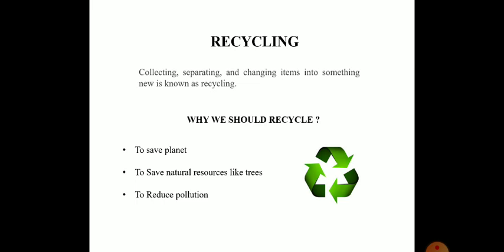This is of great significance, as we can see it saves our planet, it saves natural resources like trees, and it also plays a major role in reducing pollution.